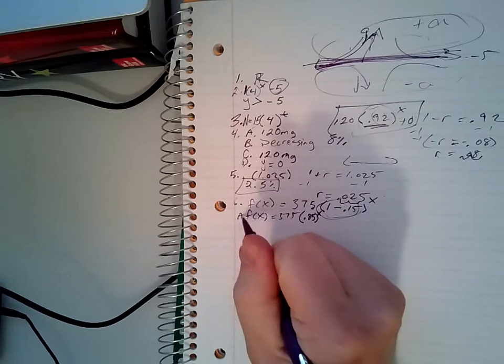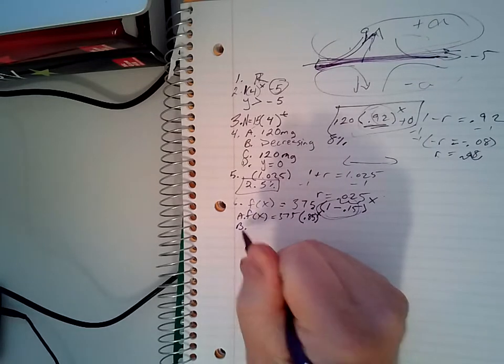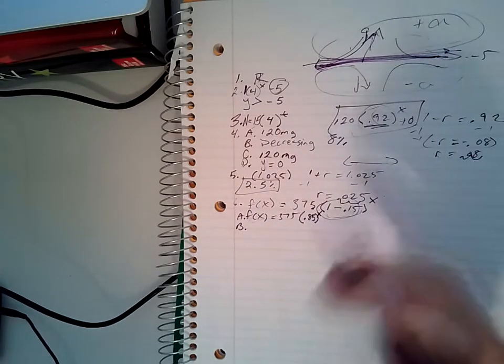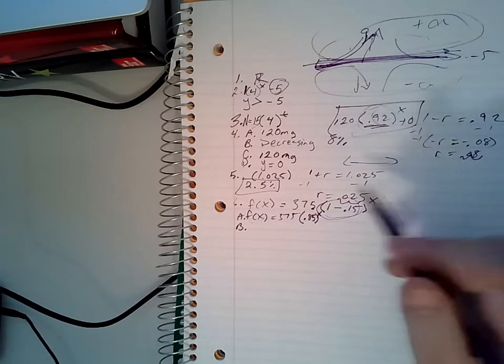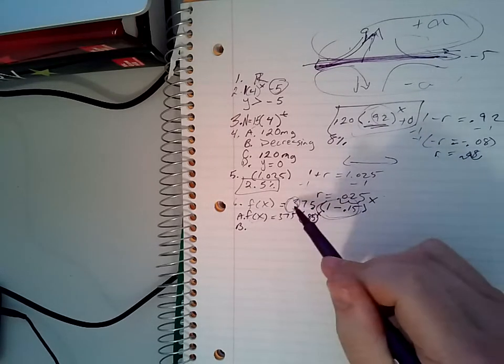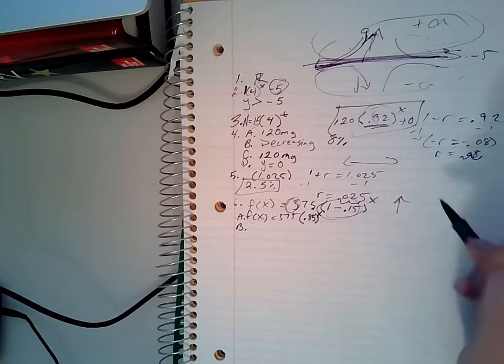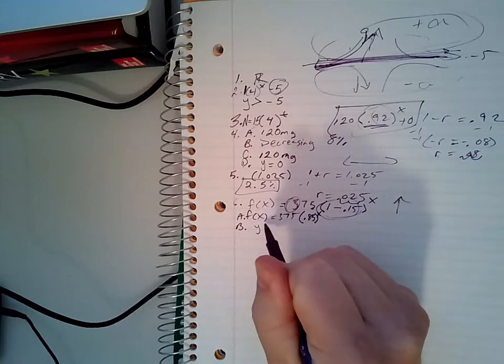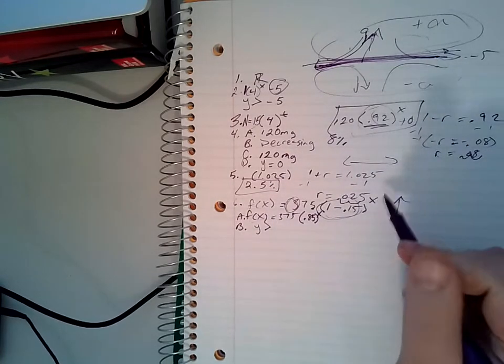That is A. And B says, what is the range of this function? Remember, if it's a positive A up front, we know that it's going up forever. So we know y is greater than our asymptote.